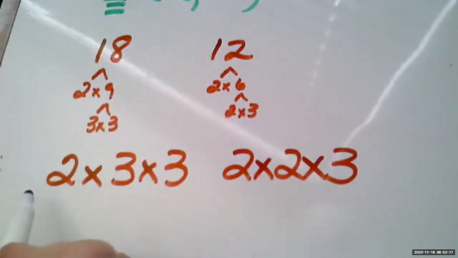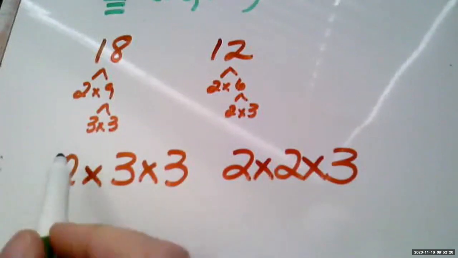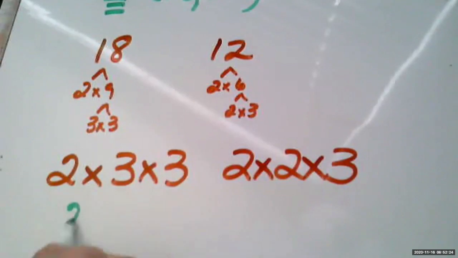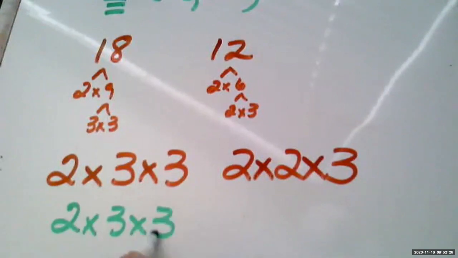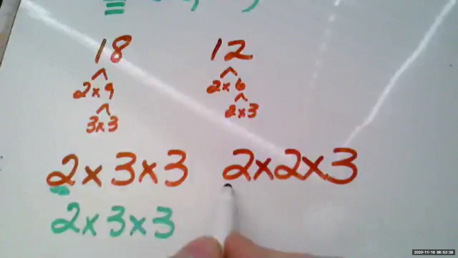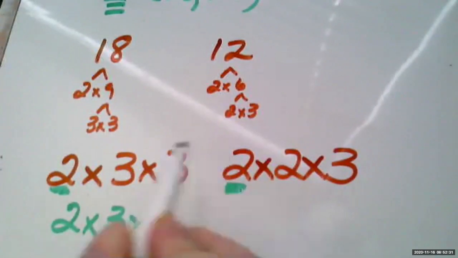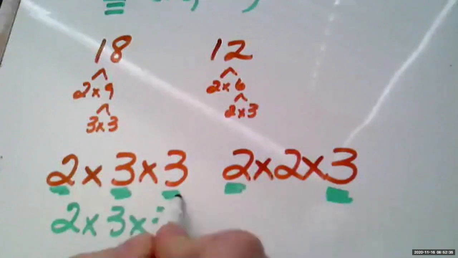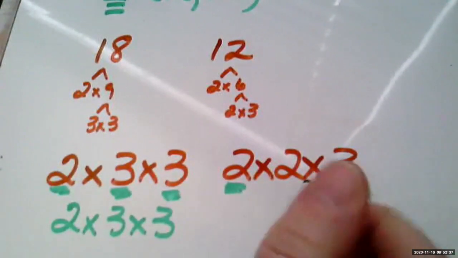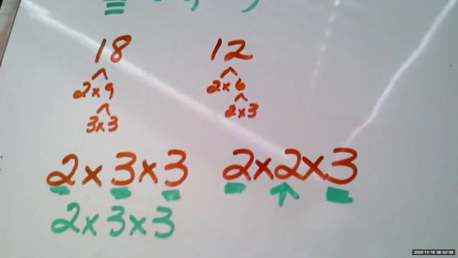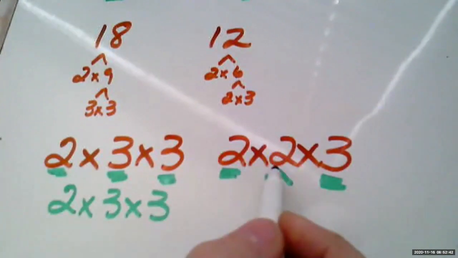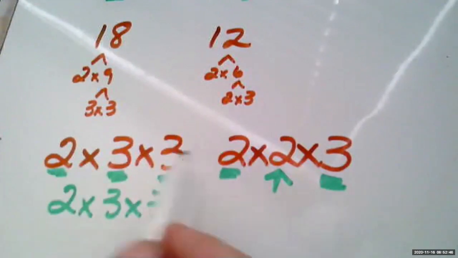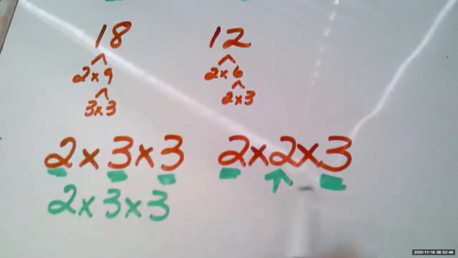My smallest number is obviously going to be 18, so I'm going to start with 18, 2 times 3 times 3. So I have a 2 and a 2 from both numbers. I have a 3 and a 3 from both numbers. I have this 3, but I don't have this 2 yet. This 2 is still not used. So I'm going to use every factor that I have, and if it's duplicated on both sides, then I'm just going to use it once.